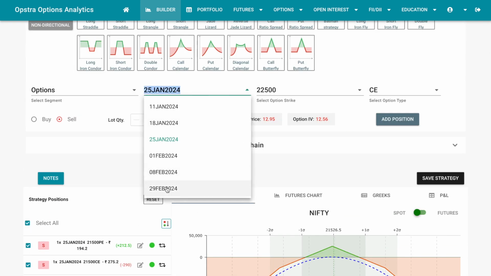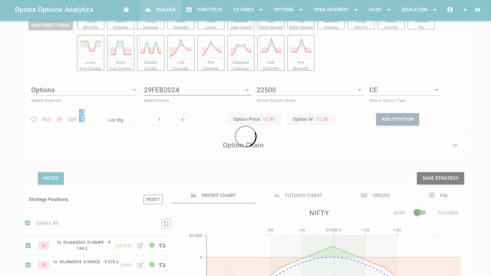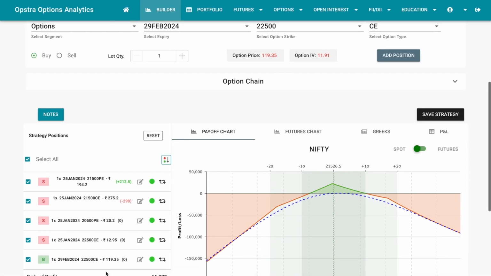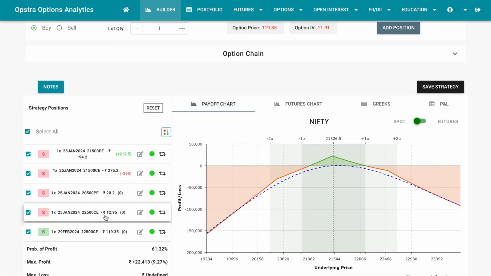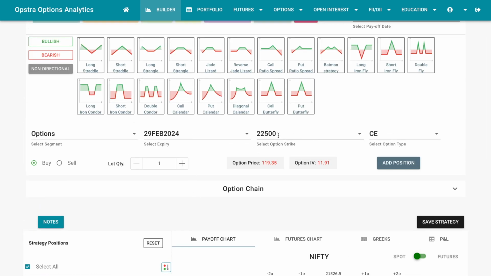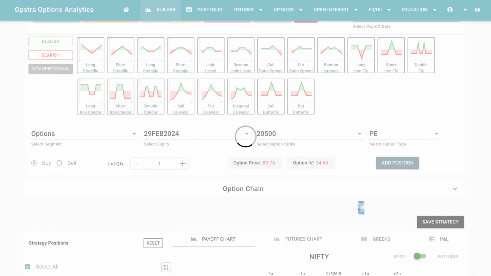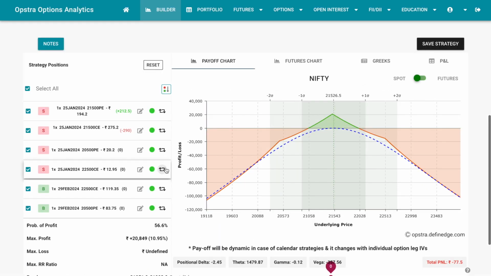So what we do is go ahead and buy it in Feb. We go here. Now you see in Jan you sold at 12 rupees and then you bought it at 119 rupees. Similarly in Feb for the 20,500 PE, just go ahead and buy it. Here you can see we are selling this at 20 and buying here.